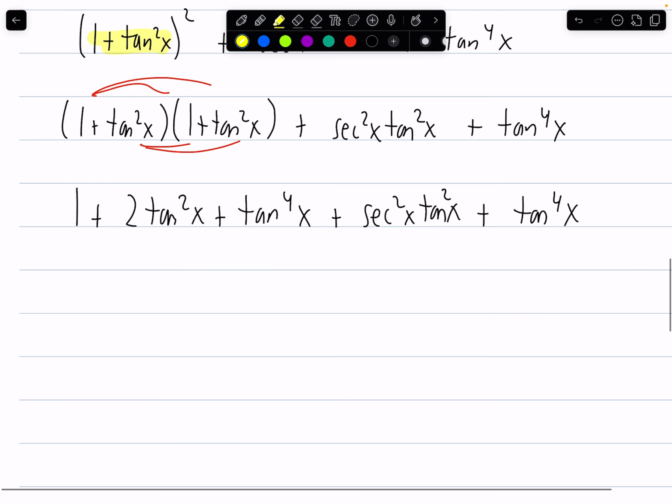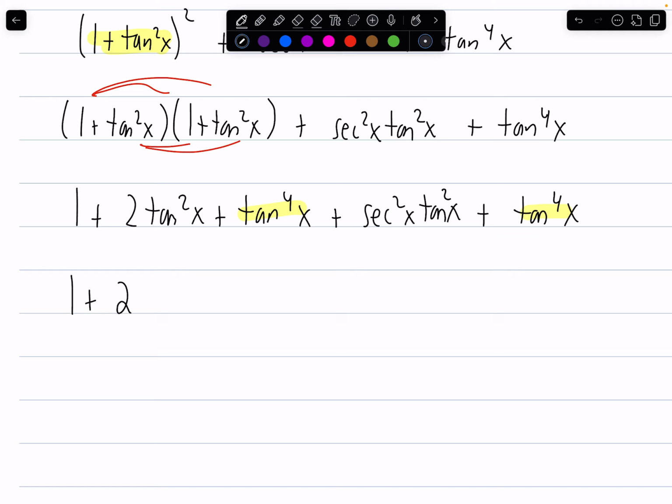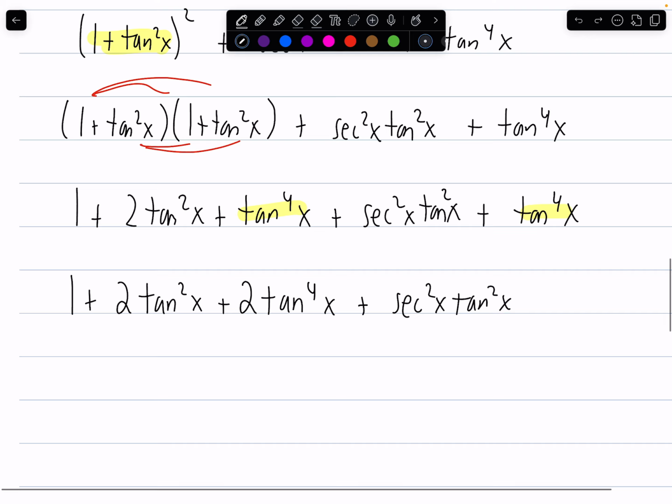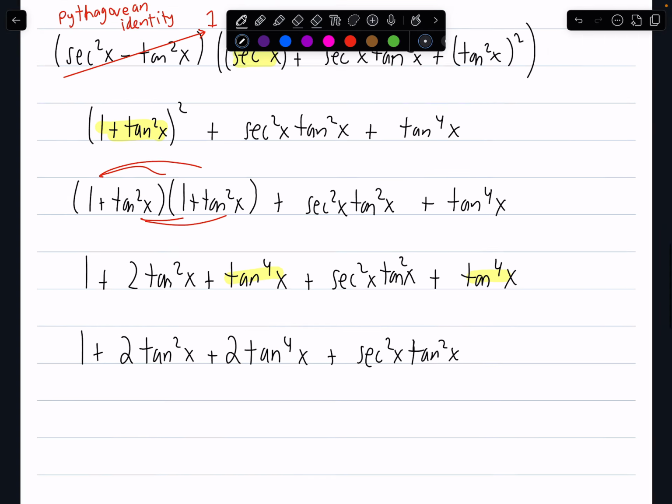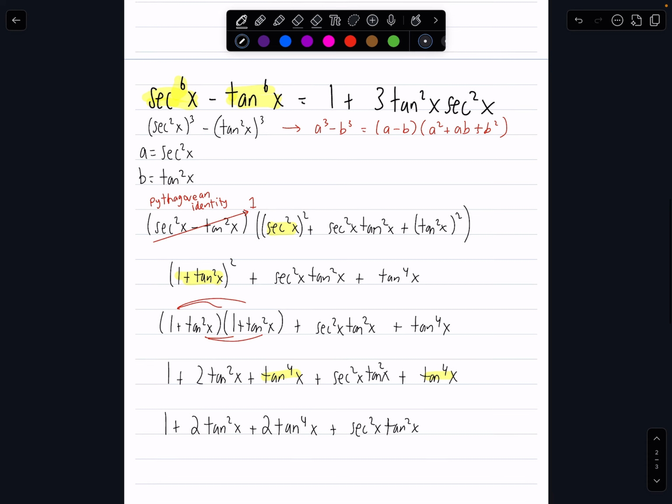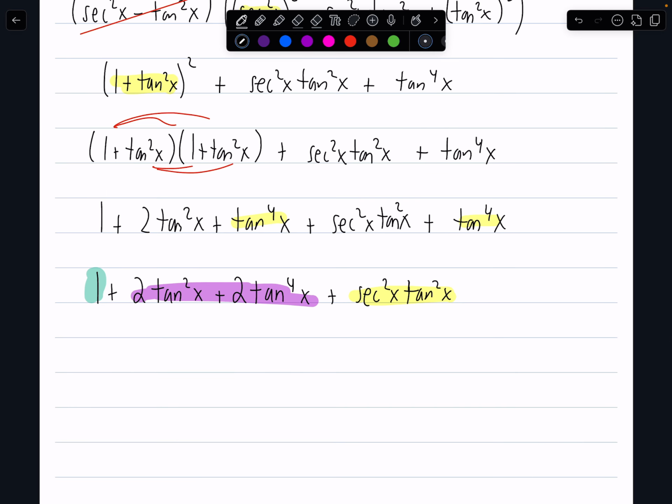And from here, I'm going to group my like terms. So I get a tan 4x and a tan 4x. So I'll end up with 1 plus 2 tan squared x plus 2 tan 4x plus secant squared x tan squared x. Now this is interesting, right? If I look at my answer, notice the secant squared x, the tan squared x, secant squared x is here, but I also have that here. I also have a 1 in there, and I also have the 1 in here. So the only thing left for me to do is really target this purple thing right here, because this is where the question's going to unfold.